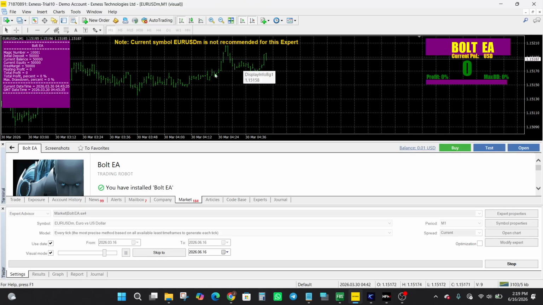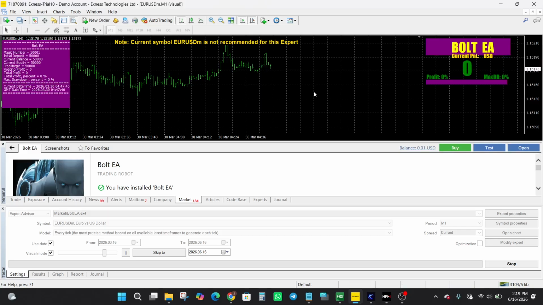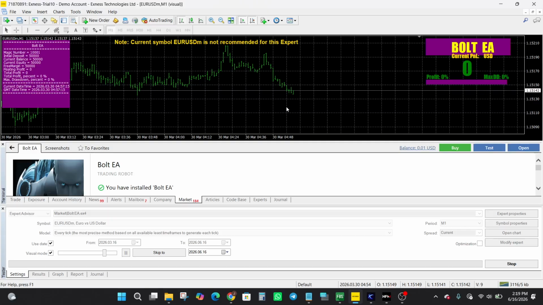Now, when reviewing historical backtest results, I always like to focus on how the strategy behaved throughout the testing period, right? Rather than just looking at the final profit figure. Historical testing can provide useful insight into consistency, drawdowns, trade frequency, and overall behavior across different market conditions.